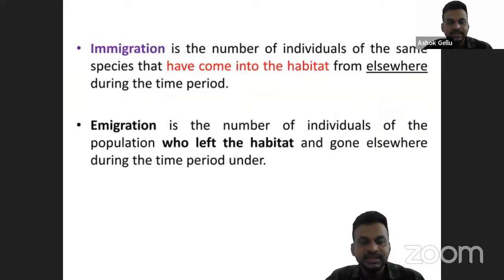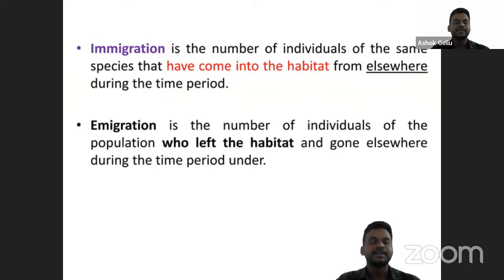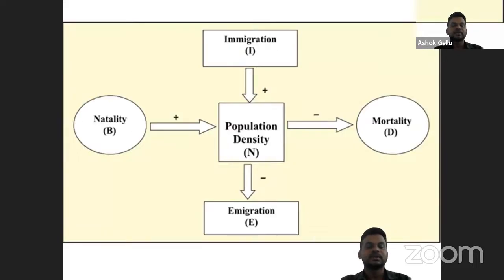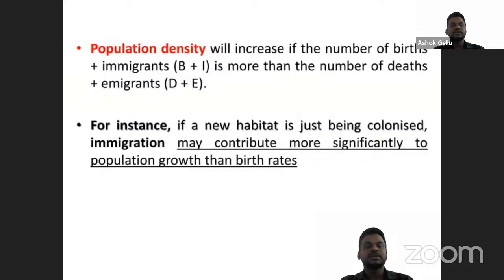Immigration is the number of individuals of the same species that have come into the habitat from elsewhere during the time period. Emigration is the number of individuals of the population who left the habitat and gone elsewhere during the time period. In the immigration process, they have come into the habitat from elsewhere. This population density depends on the four factors: natality, mortality, immigration, and emigration. These factors influence the population density.